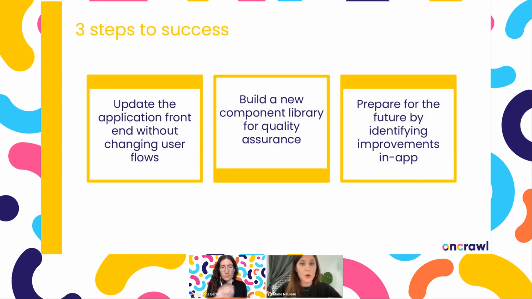So, 3 steps to success. First, update the front end of our app. Then, build a component library to help us build new interfaces and prepare for the future by identifying improvements in the users' flow of our app.